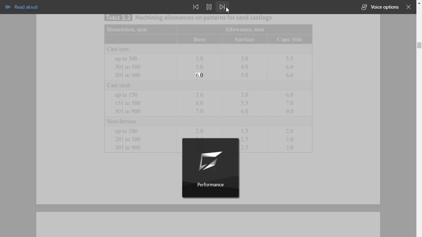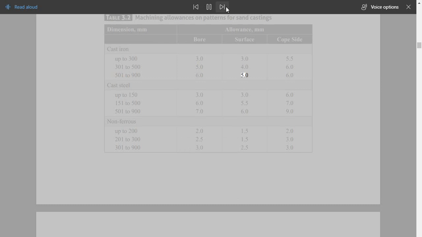Table values: 5.0, 6.0; 3.0, 4.0, 5.0; 5.5, 6.0, 6.0 for cast steel up to 150, 151 to 500, 501 to 900; 3.0, 6.0, 7.0; 3.0, 5.5, 6.0; 6.0, 7.0, 9.0 for non-ferrous up to 200, 201 to 300, 301 to 900; 2.0, 2.5, 3.0; 1.5, 1.5, 2.5; 2.0, 3.0, 3.0.